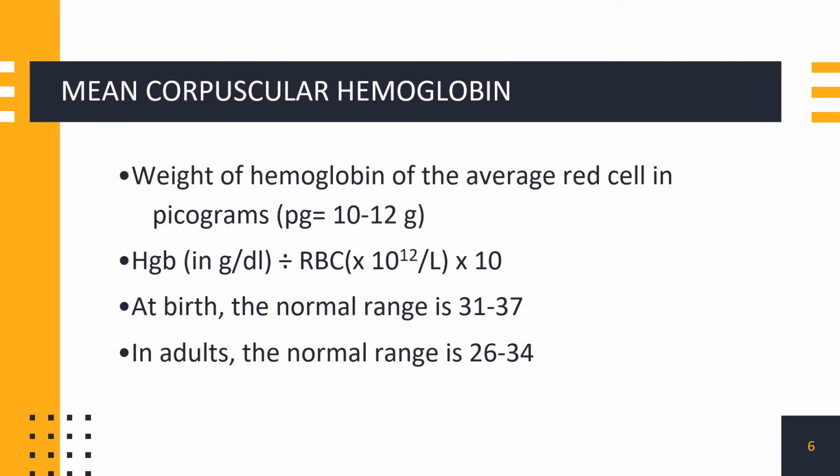The third red cell index is the mean corpuscular hemoglobin, or the MCH. It is defined as the weight of the hemoglobin of the average red cell in picograms. The formula to arrive at the mean corpuscular hemoglobin, or MCH, is this: hemoglobin in grams per dL divided by the RBC multiplied by 10. At birth, the normal range is from 31 to 37 picograms. In adults, the normal range is from 26 to 34 picograms.